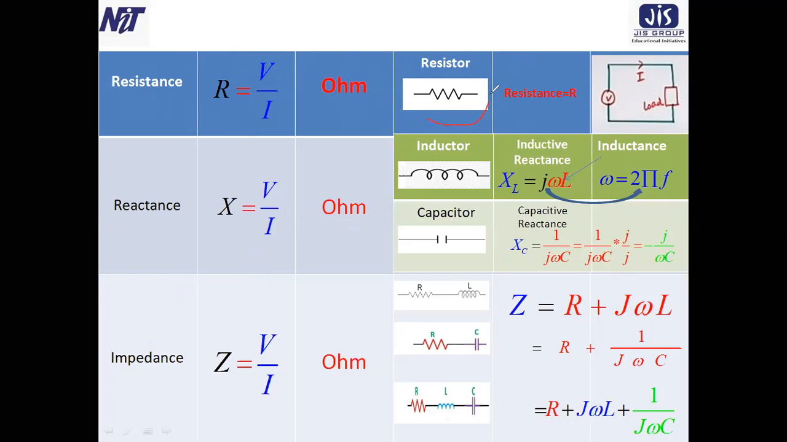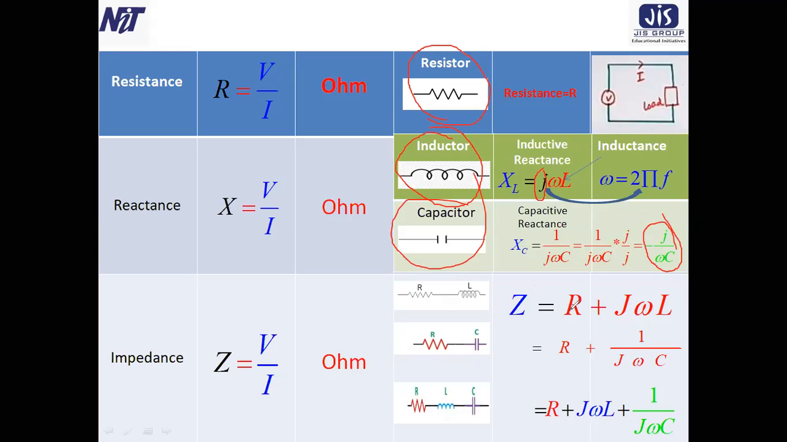This is the symbol of the resistance, the symbol of the inductor, the capacitor. So if it is a vector, then XL equals J omega L. Only J is coming. We are multiplying with J. For the capacitor, XC equals 1 by J omega C. If we multiply J in numerator and denominator, then it becomes minus J by omega C.